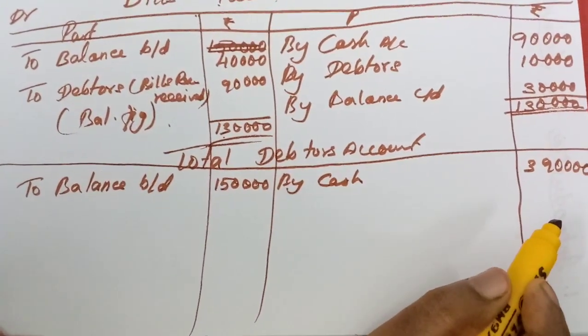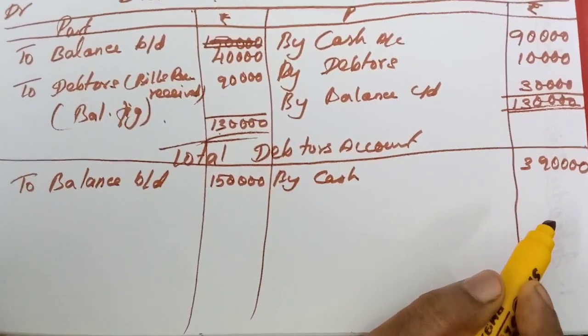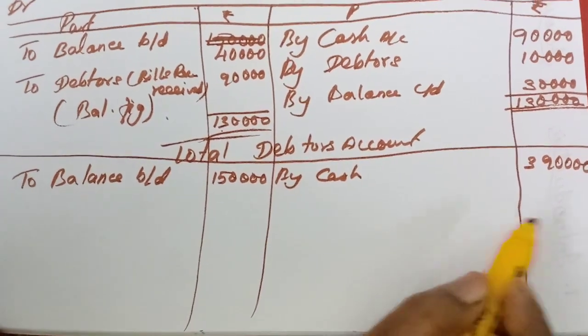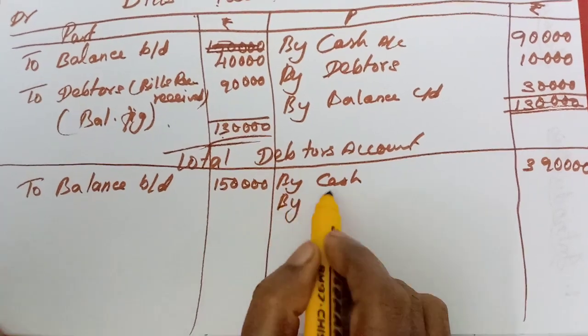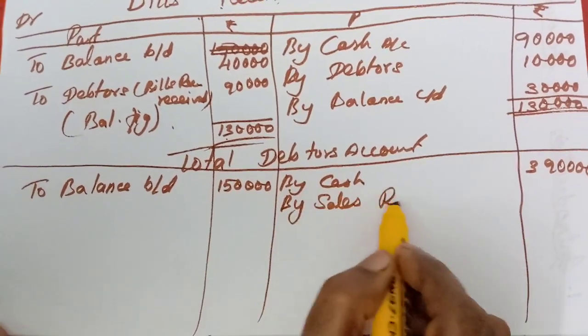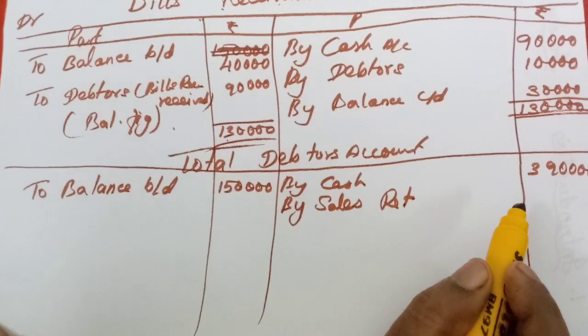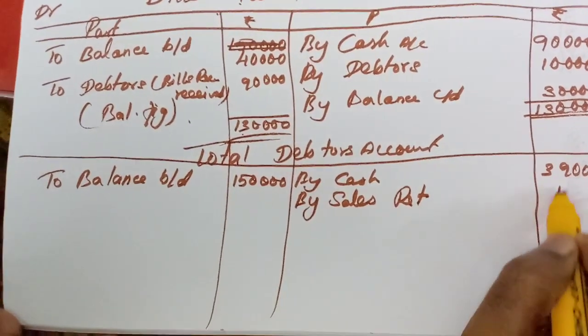Then next one, cash received for bills receivable, no. Bills receivable dishonored, no. Then next, sales return. So by sales return amount 40,000.